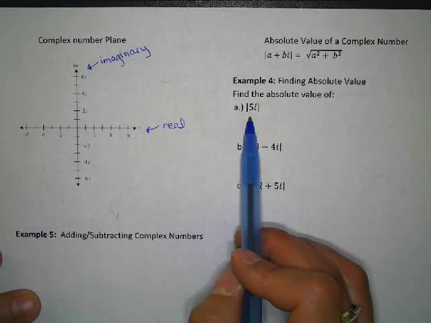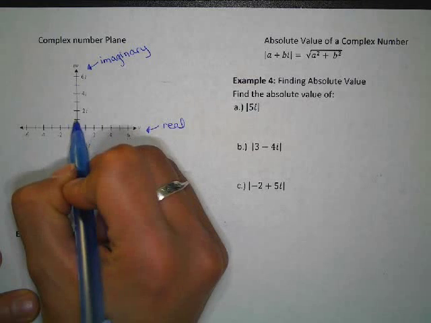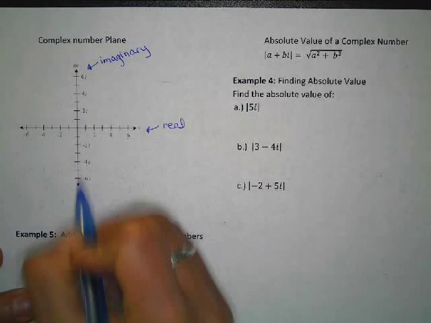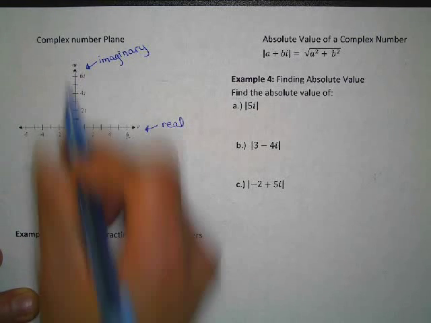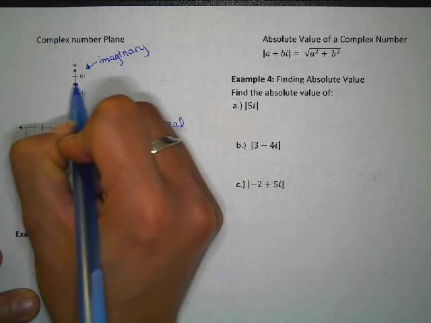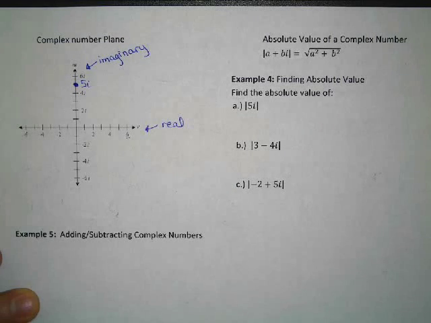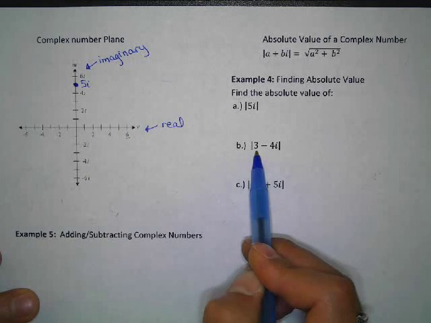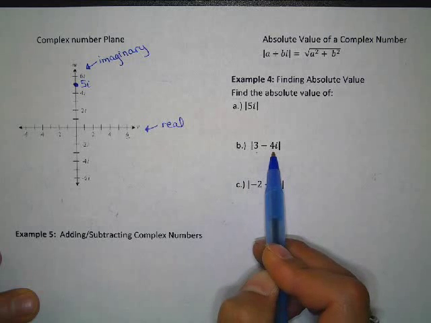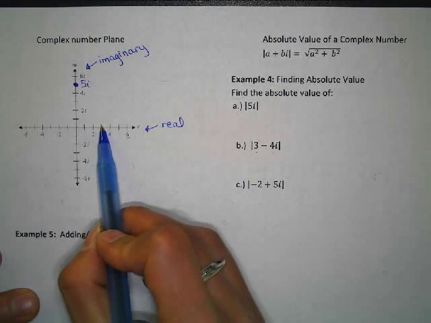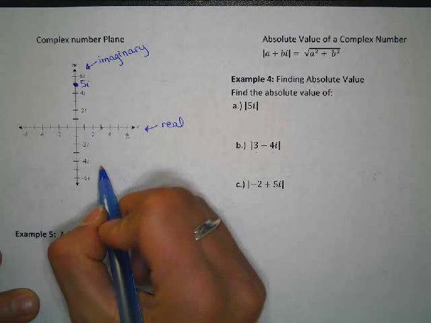So for this first example here, it says 5i. We're going to graph 5i. i is on what is normally the y-axis. We'll go up 5. So this spot right here is 5i. Now we have 3 minus 4i. 3 is the real part, and the 4i is the imaginary, so we'll go over 3 and then down 4i.